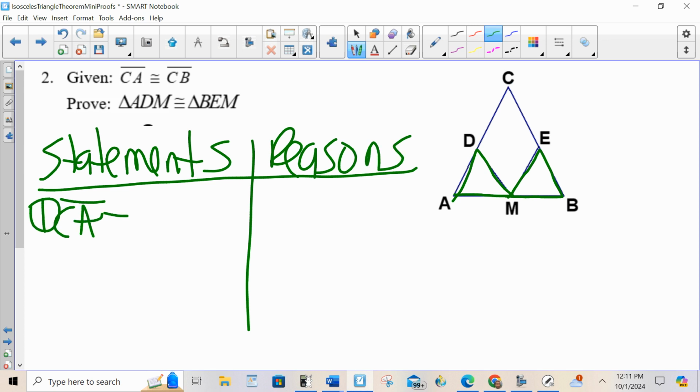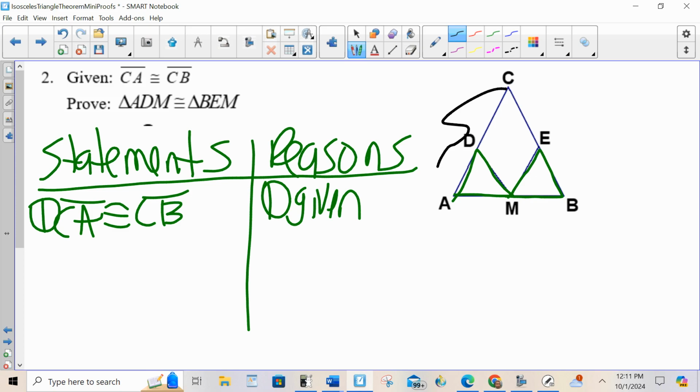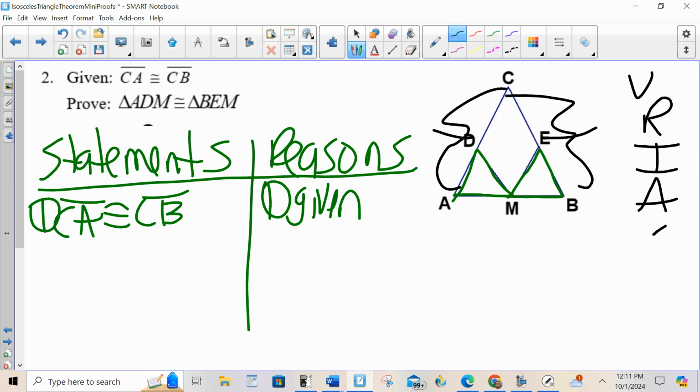CA is congruent to CB, given. CA, CB. Are these sides of the triangles I'm trying to prove? No. They gave it to me for a reason. So I go to my additional tools. VRIAS, vertical angles, has nothing to do with that. Reflexive property has nothing to do with that. I, isosceles triangle. Is there an isosceles triangle here? Yes. If these are congruent, it makes this an isosceles triangle.